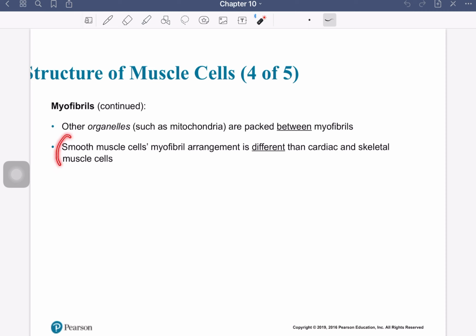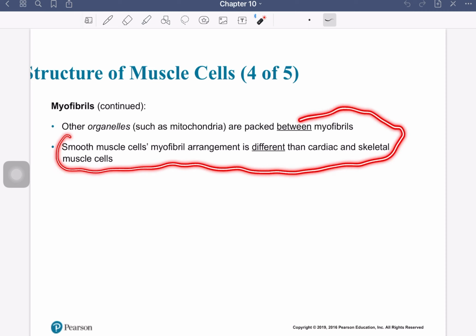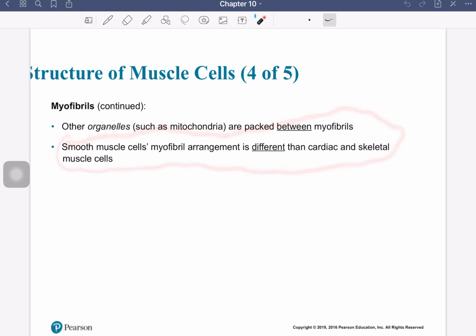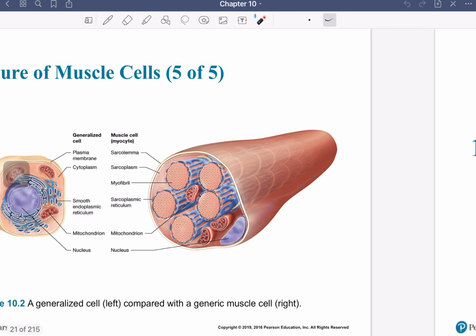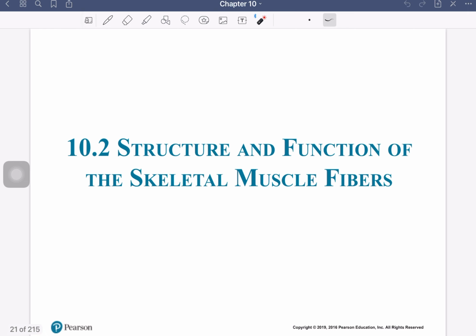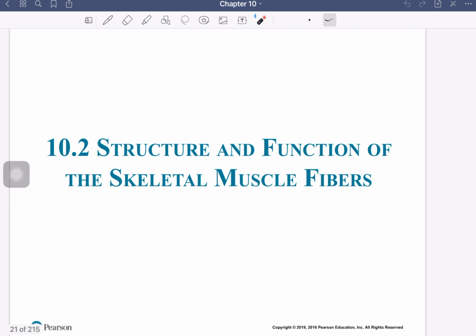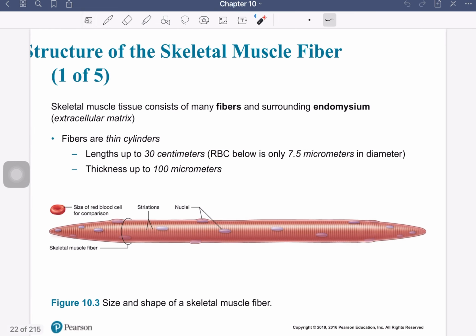Now, we're going to come back and talk about smooth muscle cells and how they arrange things slightly differently, how they arrange their myofibrils. But you can see here in a skeletal muscle cell that the myofibrils all run parallel to each other. As I said, it's kind of like long strands of dried spaghetti, if you want sort of a visual analogy of that. So let's roll along and talk about the structure and function of the skeletal muscle fibers.